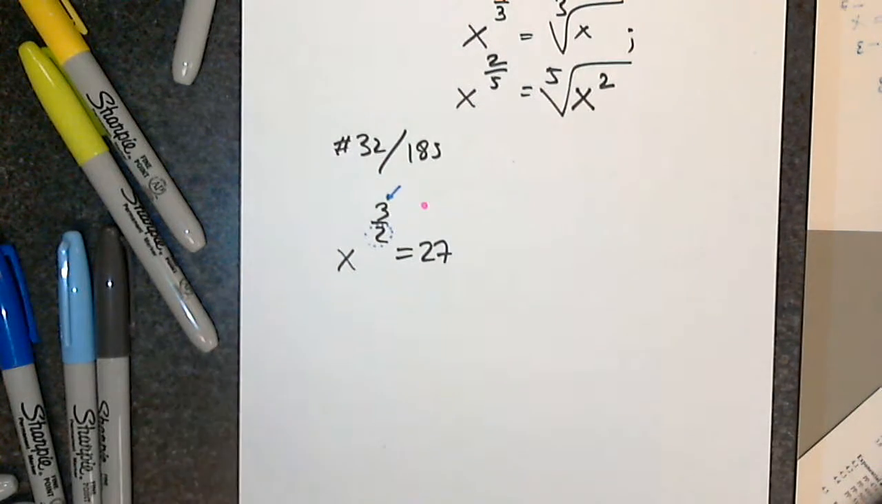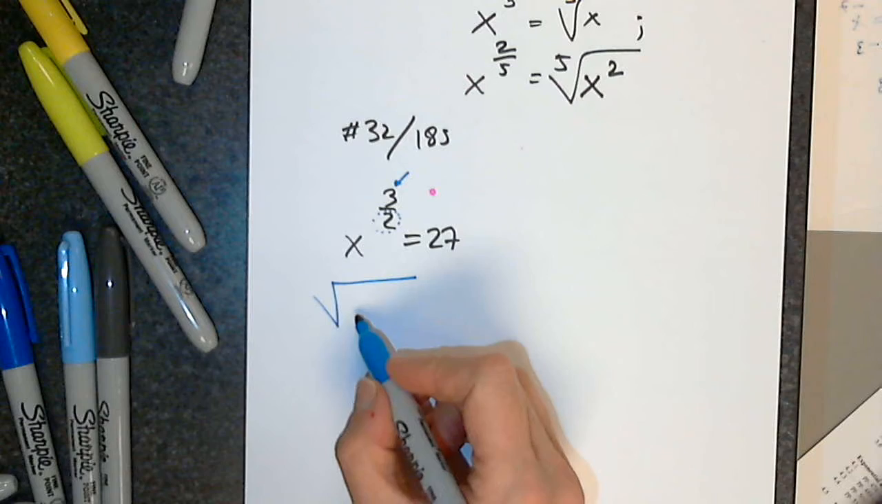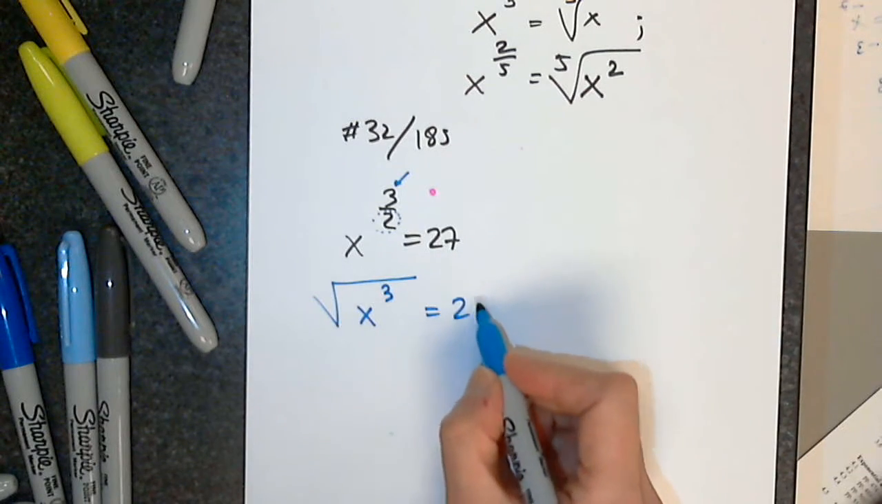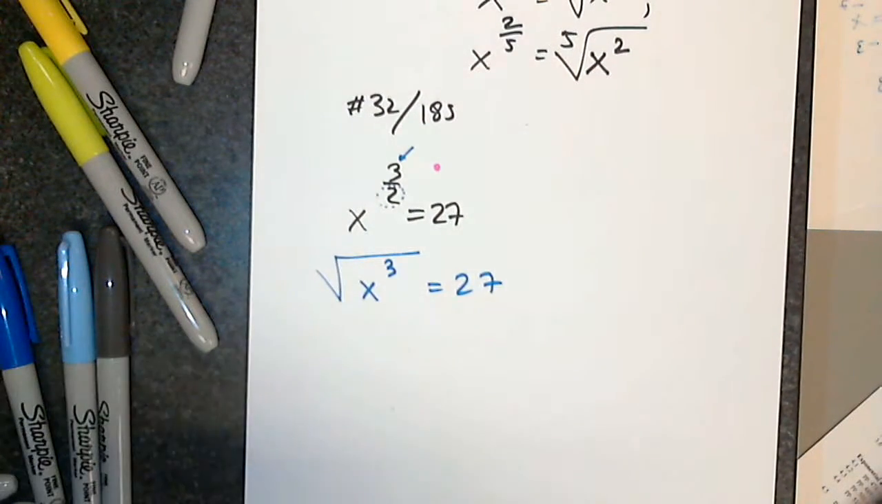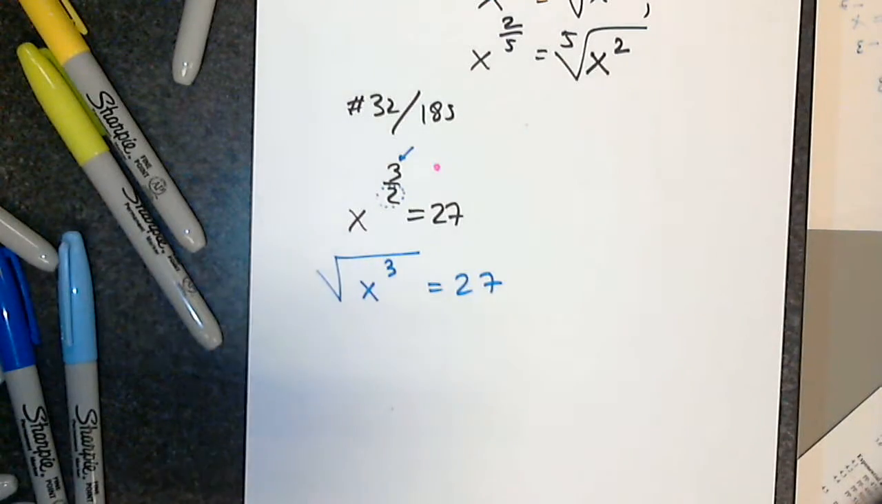Change it into a radical. You want to change it into a radical, yes or no? Okay, good. So tell me how do you change this into a radical? The square root of x raised to the 3. Perfect. It's basically the same thing. I'm still getting rid of the 2 first, the denominator, and then I will get rid of the power. Good. So how do we get rid of the square root?